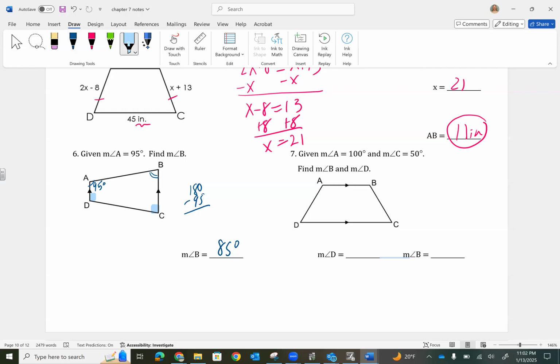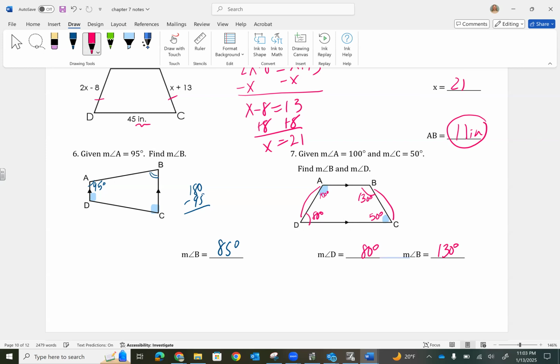This one says angle A is 100 degrees. Let's mark that in there. And then we know that angle C is going to be 50 degrees. Okay, so we can mark that here. We don't know if this is isosceles. We can't go by looks, but we do know that these two angles here are supplementary. So this has to be 80. And we know that these two are supplementary, so this is going to be 130. And so angle D is going to be 80 degrees, and angle B is going to be 130.